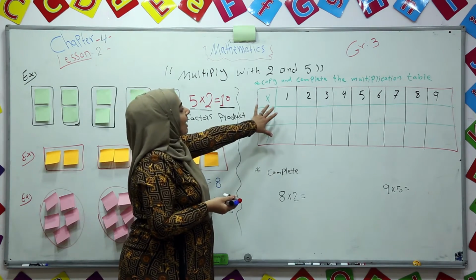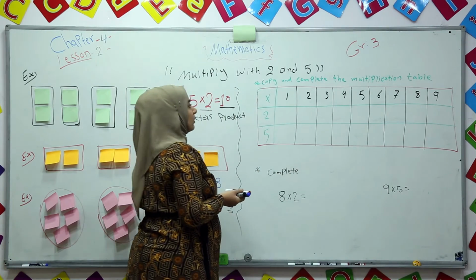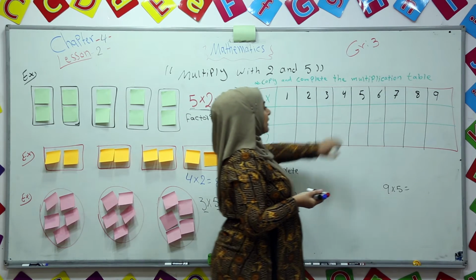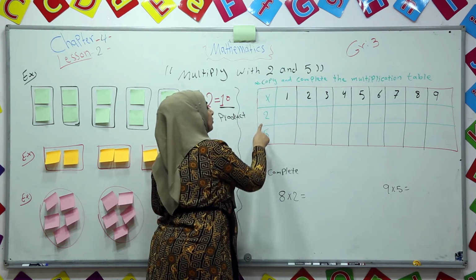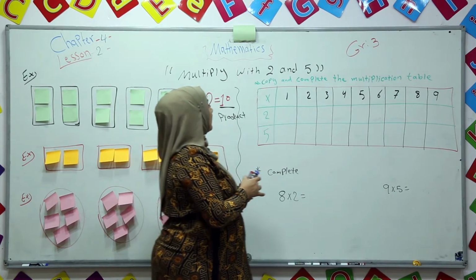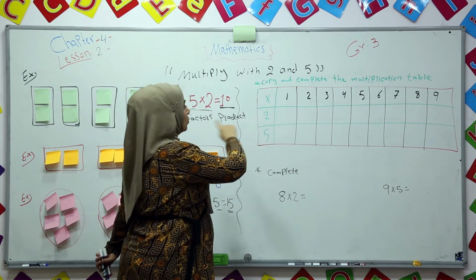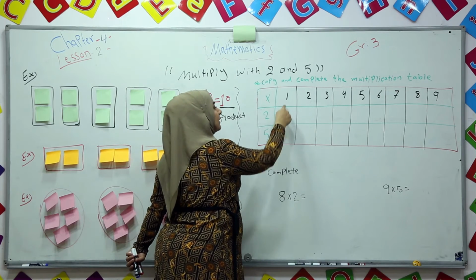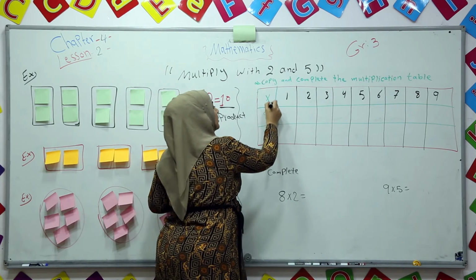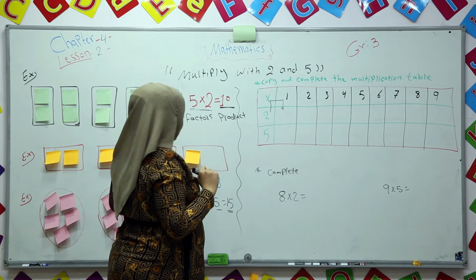Look at it. We have the times table for 2 and 5. Copy and complete the multiplication table. It is the multiplication table for 2 and 5. We should find it. Look at it, 2 times by 1. I should write the answer here.